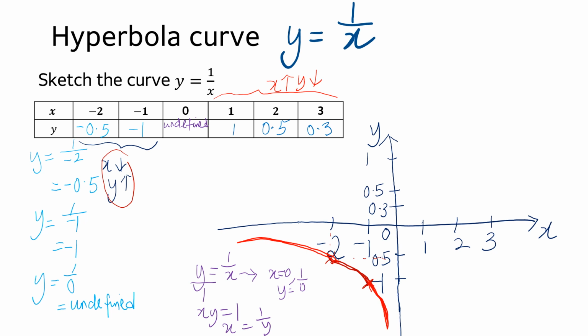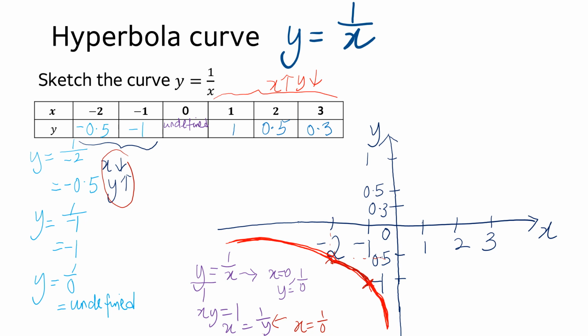I have my y-intercept, which is 1 over 0, undefined. So it does not touch the y-axis at all. There's no value for the y-intercept. Therefore, this red line will not touch the y-axis. Likewise for the x-intercept. The x-intercept is when I substitute my y to be 0. I get x equals 1 over 0, which again is undefined. So there's no x-intercept and no y-intercept. Therefore, your curve just goes this way like that.